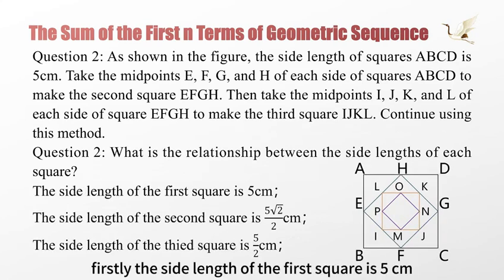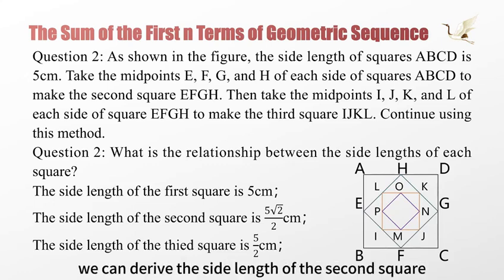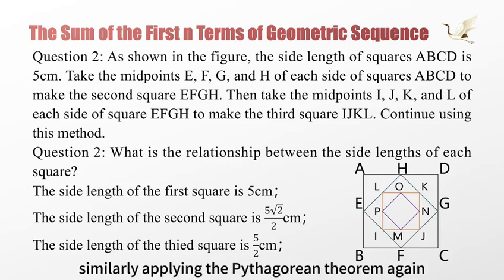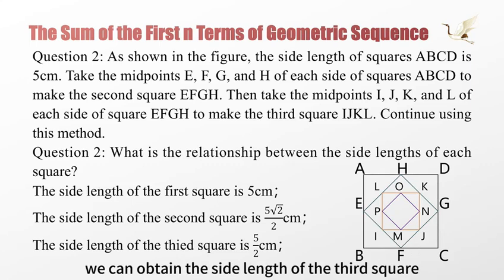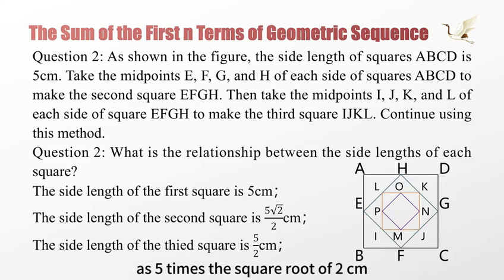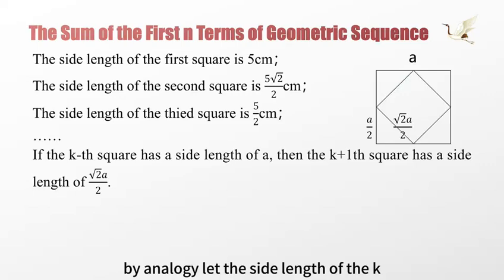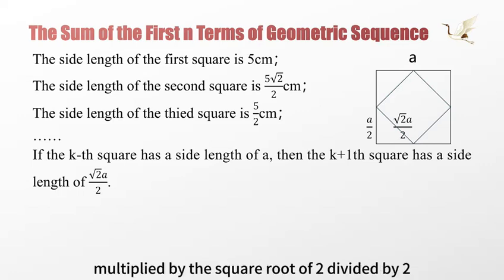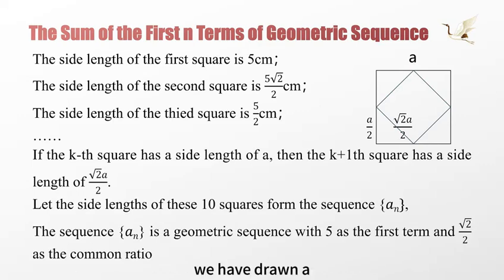Firstly, the side length of the first square is 5 centimeters. We can derive the side length of the second square as 5 times the square root of 2 over 2 centimeters using the Pythagorean theorem. Similarly, applying the Pythagorean theorem again, we can obtain the side length of the third square as 5 times the square root of 2 over 2 centimeters. By analogy, let the side length of the kth square be a. Then the side length of the (k+1)th square should be a multiplied by the square root of 2 divided by 2. We have drawn a conclusion.